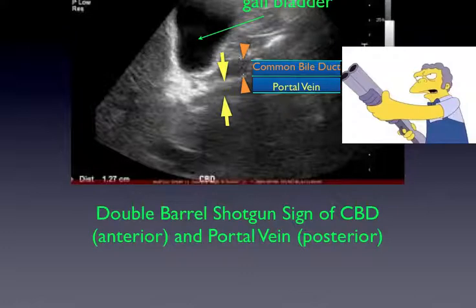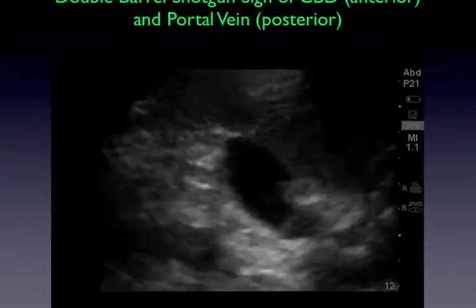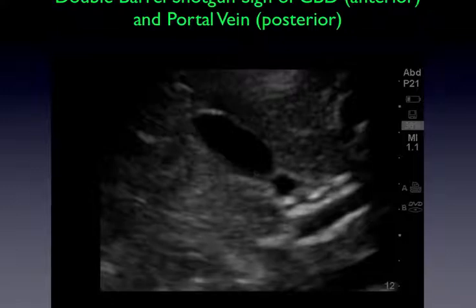One important thing to look for is what's called the double barrel shotgun sign. And that's the common bile duct anteriorly, the portal vein posteriorly, and it looks like a shotgun. 2 barrels, one on top of the other, and they both lead towards the gallbladder. So in this image you can see the gallbladder is labeled, and the common bile duct is the space between the 2 orange arrowheads, and the portal vein, the space between the 2 truncated yellow arrows. The double barrel shotgun sign of the common bile duct can be seen here on this clip.